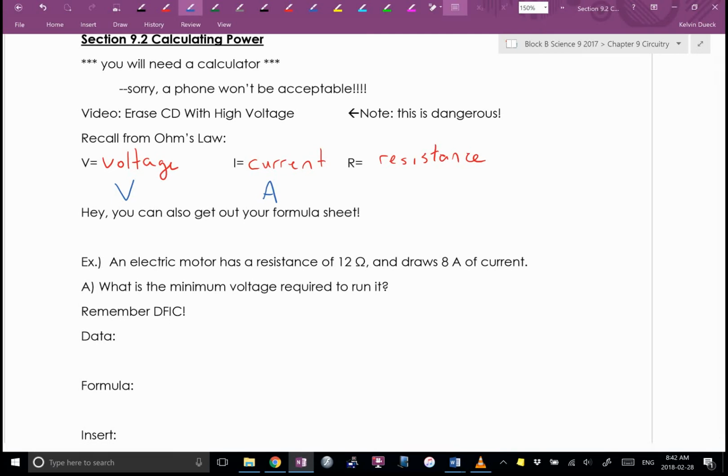We won't want to use an O because the letter O looks like the number 0. If you wrote 5 ohms, what would all of you think that was? 50. So we're clever, we thought of that, and so we use the Greek letter omega. It's the little omega sign right there. And you can get out your formula sheet.